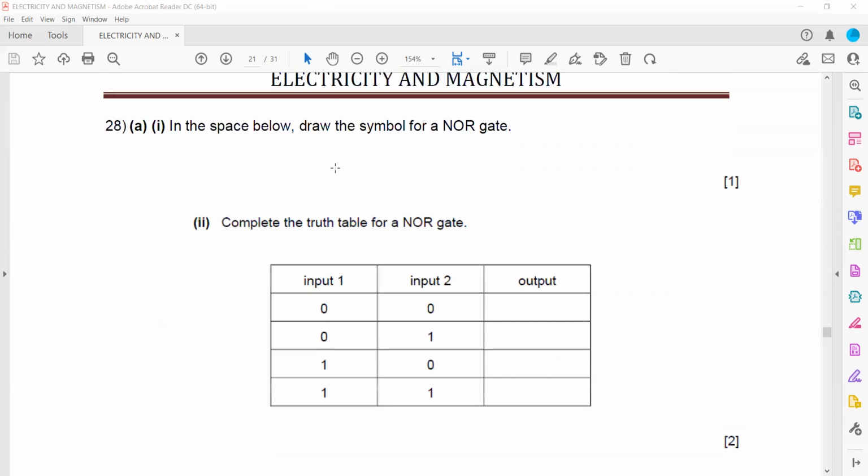And in the space below, draw a symbol for a NOR gate. So a NOR gate is a combination of NOT and OR. So this is actually the OR gate, and then to make it NOR, add an inverter. And always label the inputs. This is input 1, this is input 2, and this one is the output. And how we get the result is by adding an inverter. So 0 plus 0 is 0, passes to the inverter, 1. 1 plus 0 is 1, passes to the inverter, 0. 0 plus 1 is 1, passes to the inverter, 0. And 1 plus 1 is 1, passes to the inverter, makes it 0.